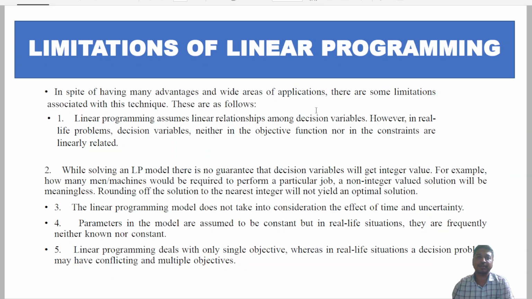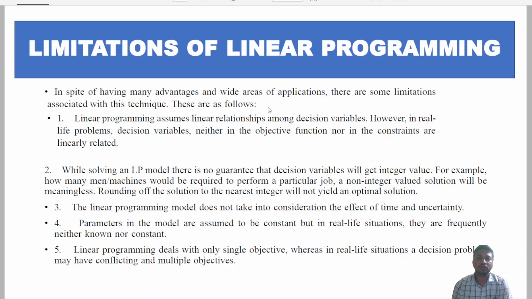These are the basics and some limitations of the linear programming method. In spite of having many advantages and wide areas of application, there are some limitations. These are: linear programming assumes linear relationships among decision variables. However, in real-life problems, decision variables in neither the objective function nor the constraints are linearly related.